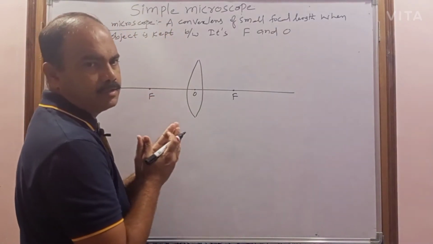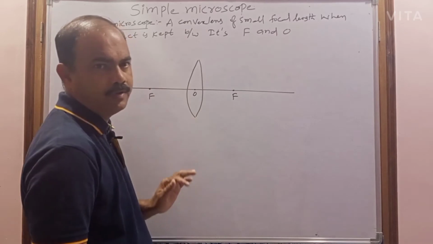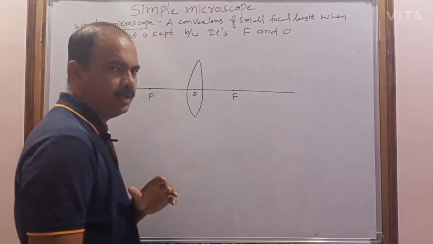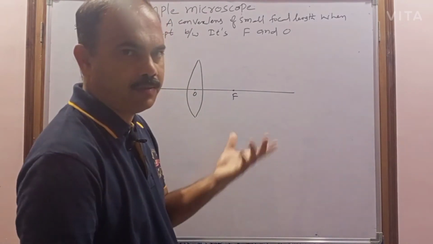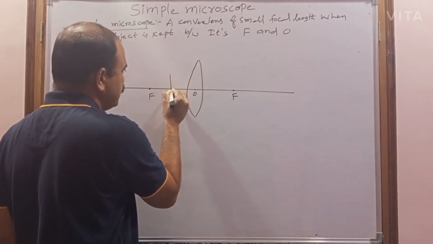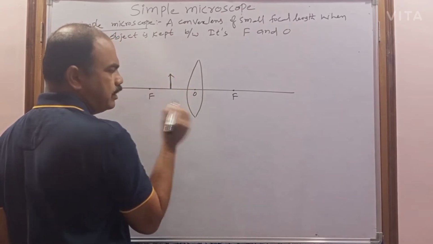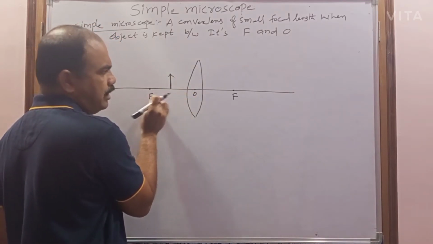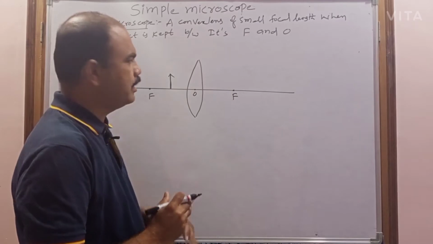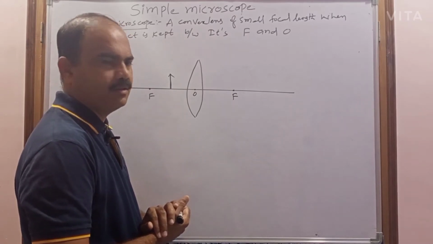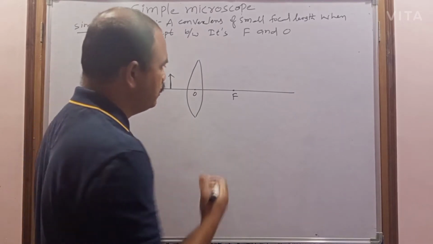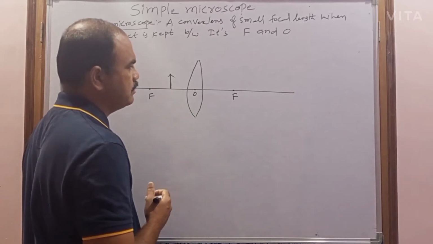So when this convex lens behaves as a simple microscope, the object is kept between the focus and optic center. This is a very important condition, which we already learned in the case of the different types of images formed by the convex lens. Now when the object is kept between its focus and optic center, where can it form the image? That can be found with the help of ray diagrams, by following the rules to draw the ray diagram of a convex lens.